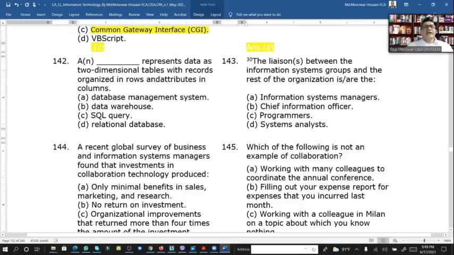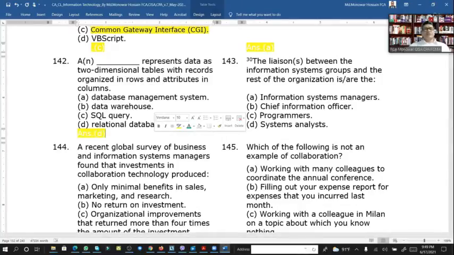Represent data as a two-dimensional table with records organized in rows and attributes in the columns. D may be the answer, sir. What would be the answer? SQL. Okay, D. Relational database.